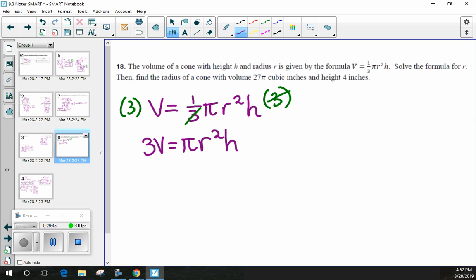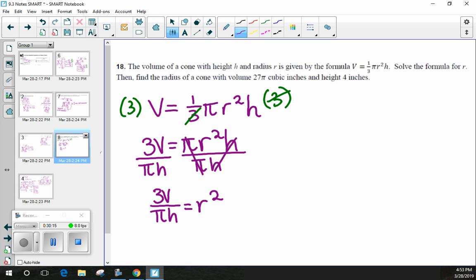Next step for me to isolate r is get rid of pi and the height. So pi and h are both being multiplied, so the inverse for both of those things is division. And I could do that in separate steps, but why take separate steps when I can do them both together? I can divide by pi and h, by both of those values, and it cancels pi and it cancels h. And so now I'm getting really close here. I've got 3 times the volume divided by pi times h is equal to r squared.